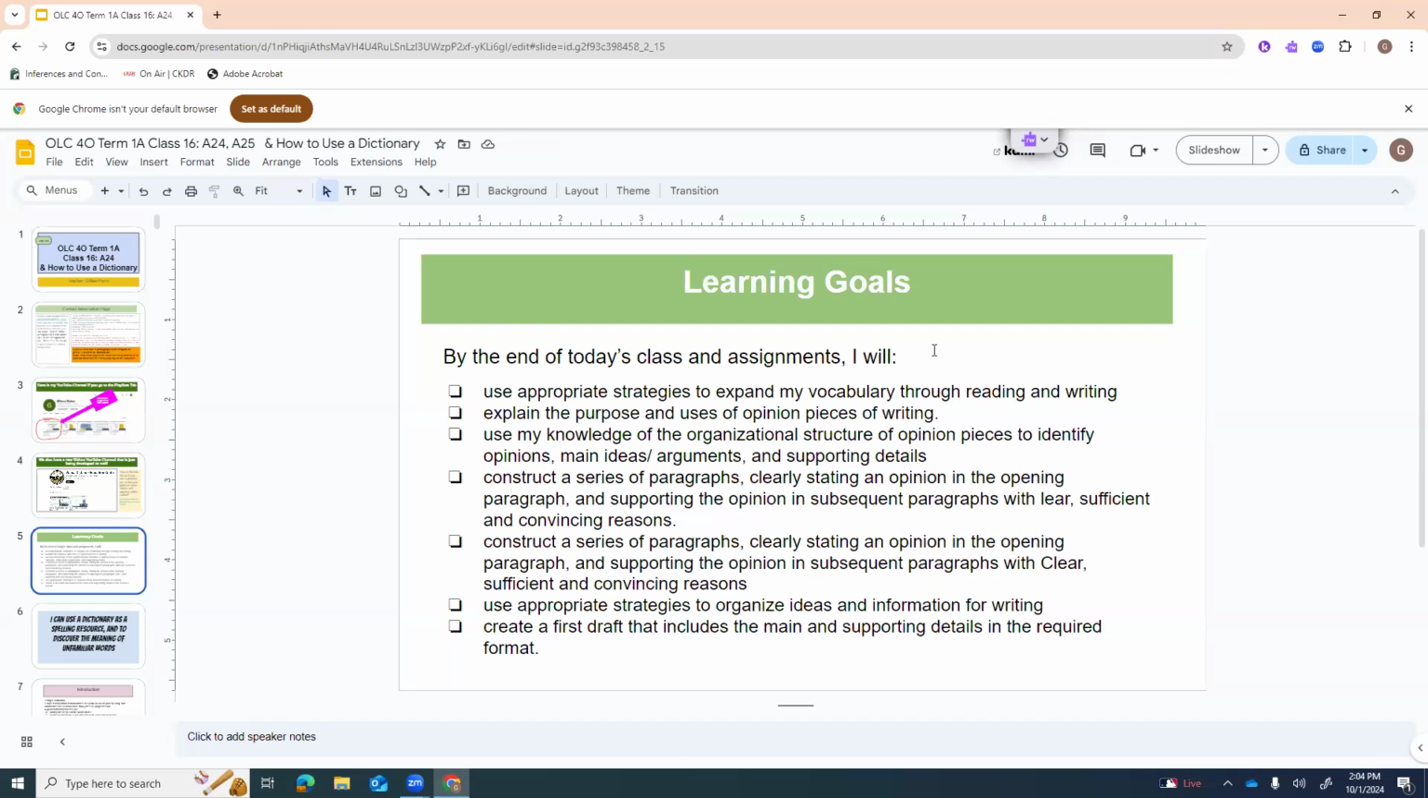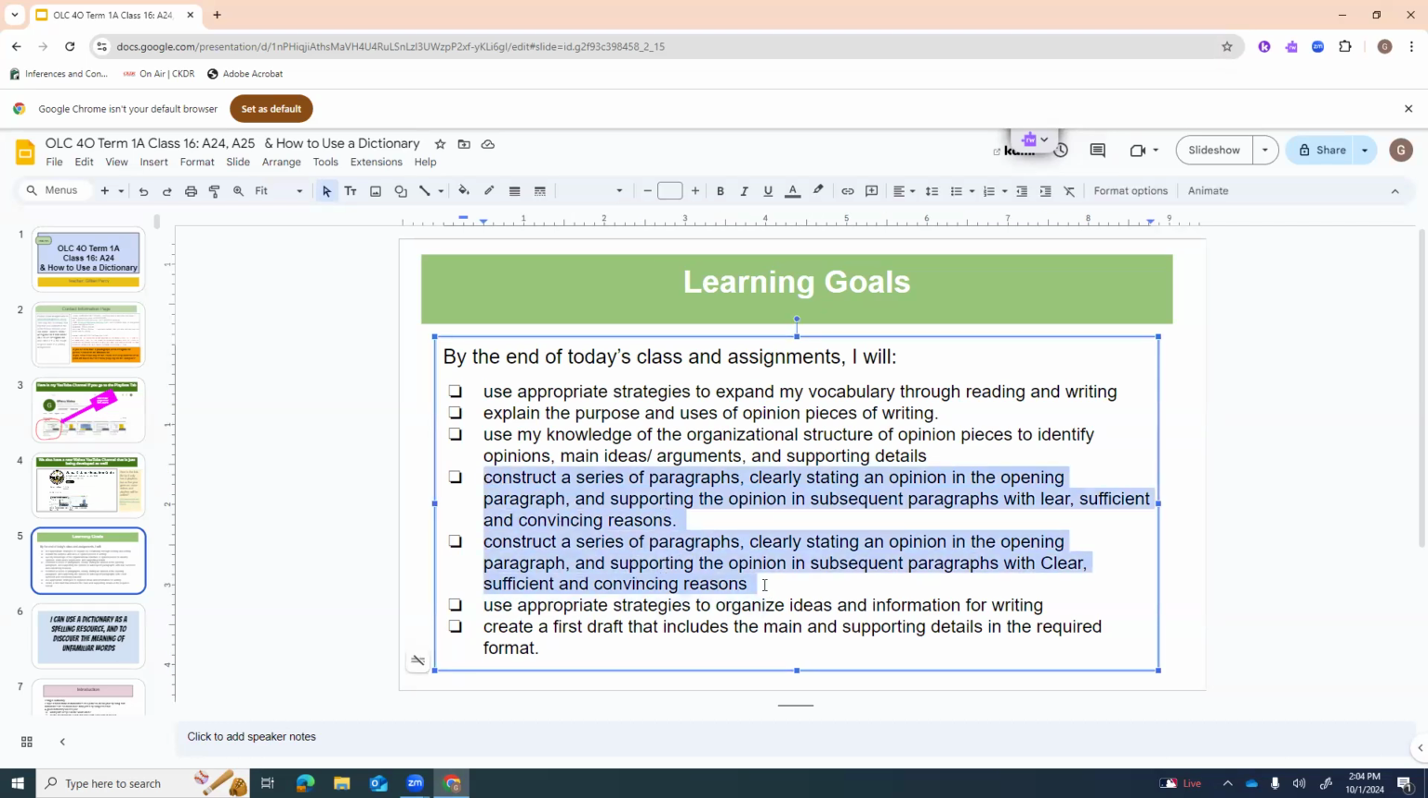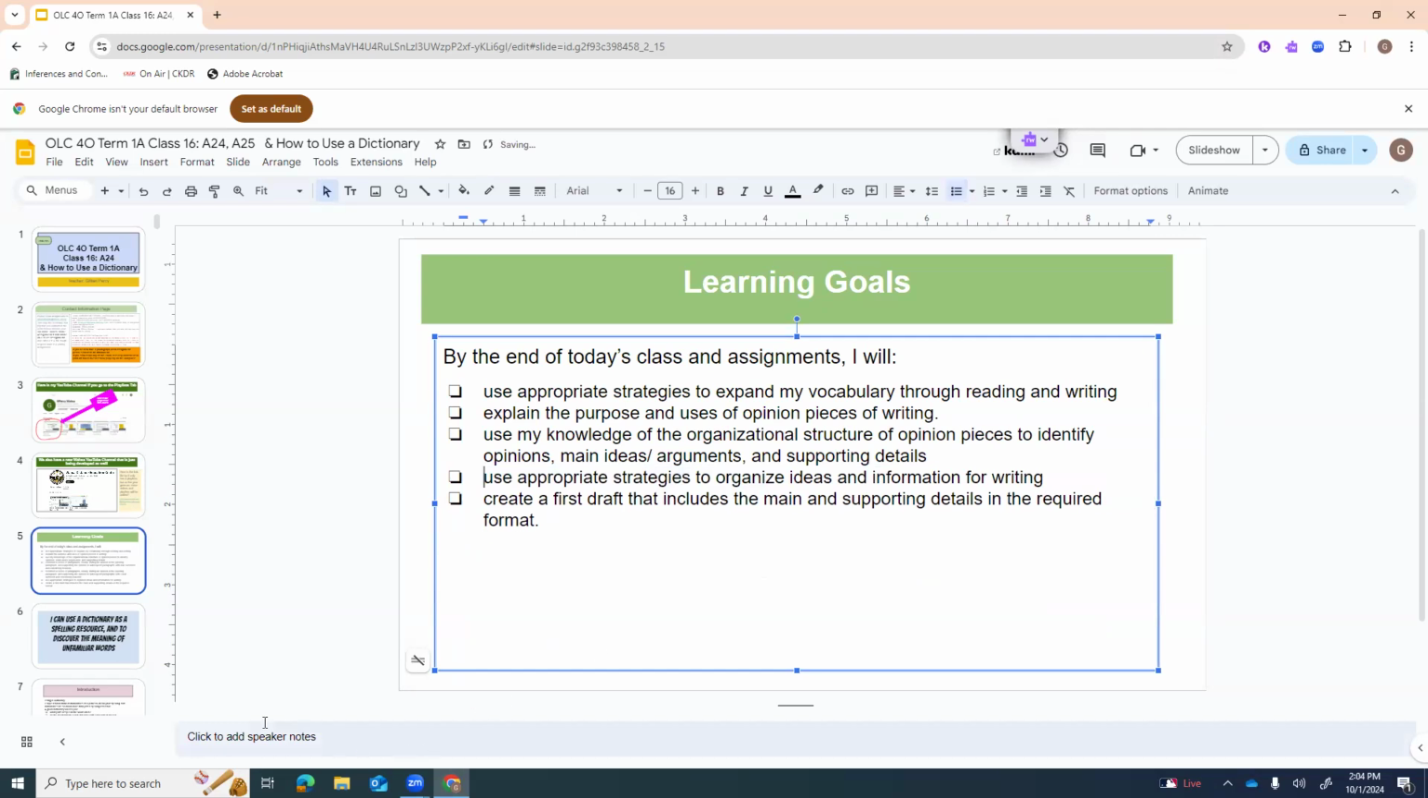Oh, we don't quite get to that today. We're not constructing a series of paragraphs. We are constructing one paragraph, and we're going to use appropriate strategies to organize ideas and information for writing, create a first draft that includes the main and supporting details in the required format. I'm sorry, I think that might be from the next class, got kind of stuck in there.